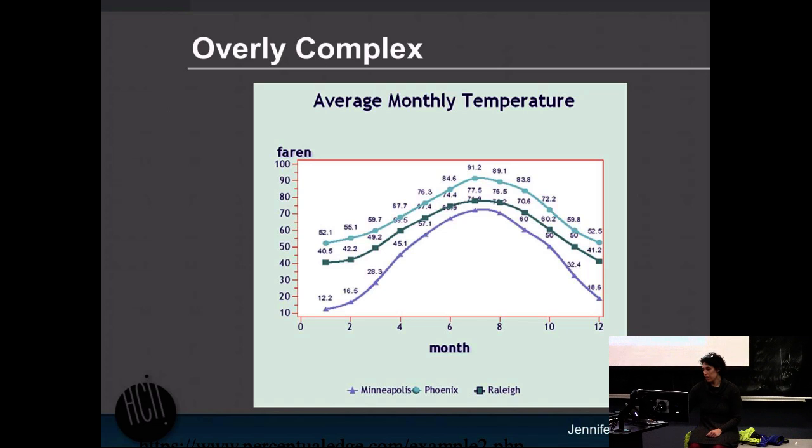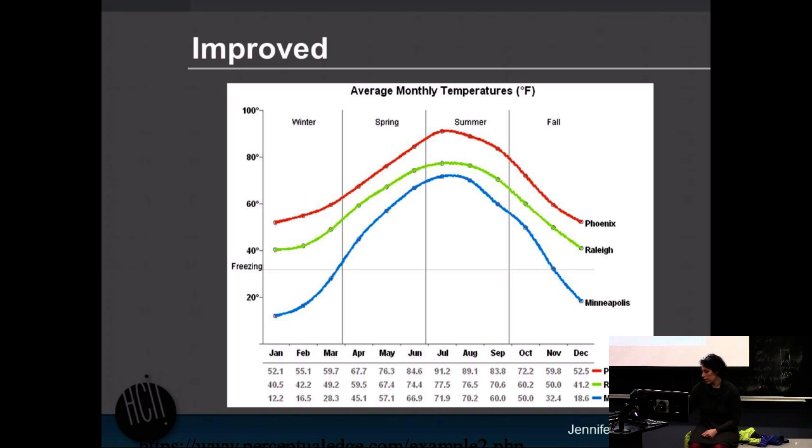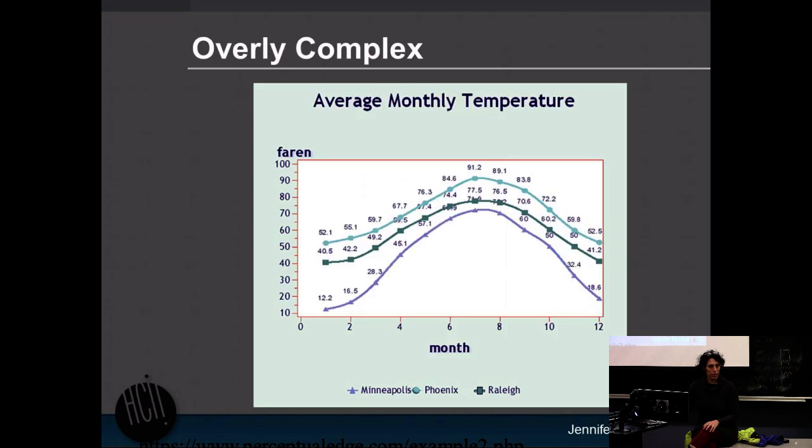OK. So here's a different version of average monthly temperature. So it's simplified. All of the data is still there if you want it. It's easier to see what cities are being represented here. And there's also actually additional information, even though it's easier to look at. It now shows season and freezing point on the axis, right? So you get a much clearer picture of the things that you might actually care about in a visual query from this chart than you do from this original one.